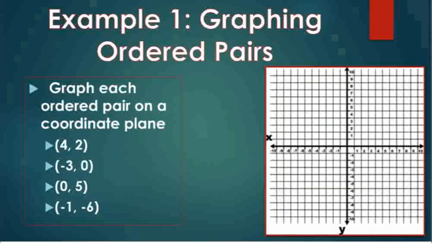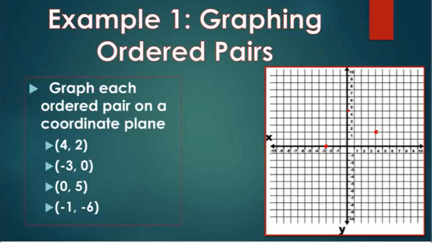So let's take a look at some examples here. We want to graph each ordered pair on this coordinate plane. So we have 4 and 2. I always start at 0, 0. I always go right or left first. So 4 to the right, up 2. Put a point there. Negative 3, 0. So I go to negative 3, 0. I don't go anywhere. It stays on the x-axis. 0, 5. I go all the way up to 5 on the y-axis.